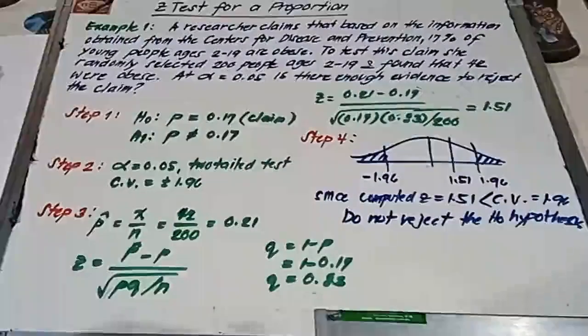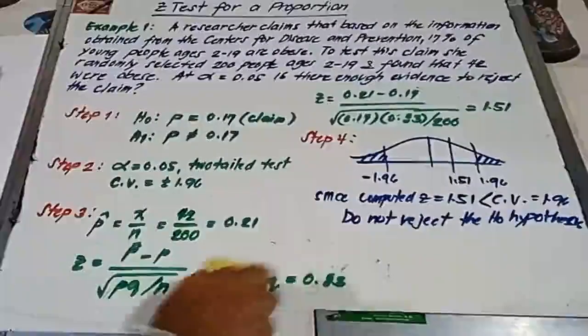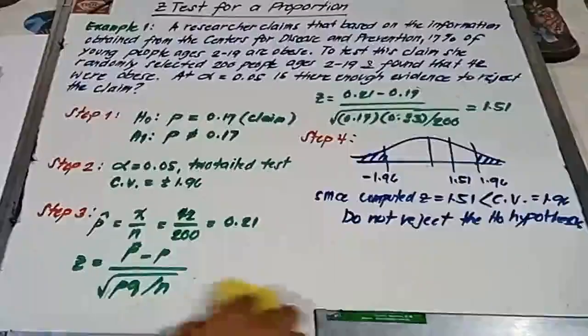So what does it mean? It means that we do not have enough evidence to reject the claim. Okay? And therefore, tama yung claim that 17% of young people ages 2 to 19 are obese, according to Centers for Disease and Prevention. So our step number 5 is we summarize the result.